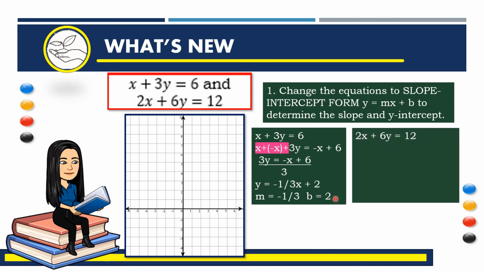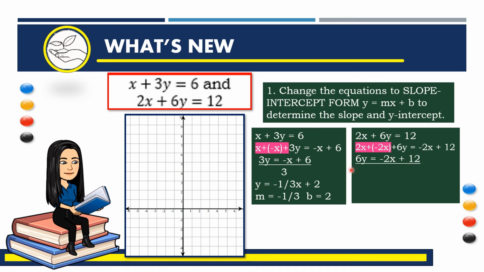Now let's have the second equation, 2x plus 6y is equal to 12. Just like the first equation, we're going to add to both sides the additive inverse of 2x so that we can cancel it at the left side and transfer it to the right side. So we will have 2x plus negative 2x plus 6y is equal to negative 2x plus 12.